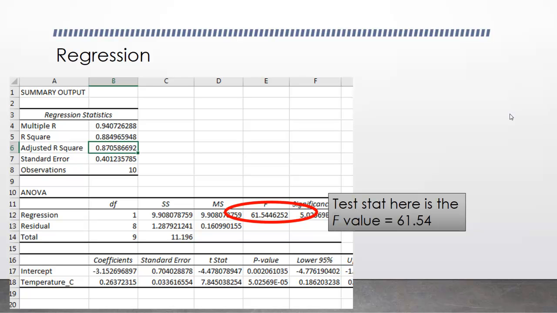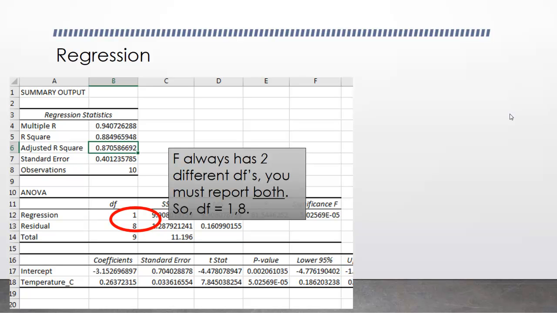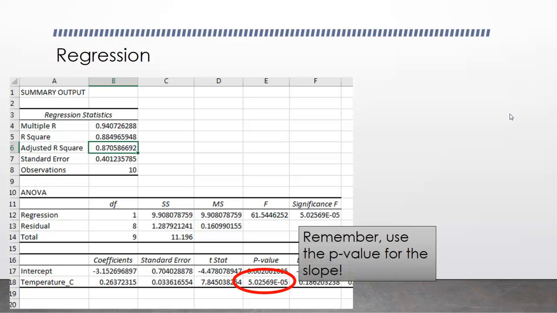The regression gives you an F value. That's the test stat for regression. It's called F. So F equals 61.54. F is unique in that it actually has two different degrees of freedom, one for the numerator, one for the denominator. You always must report both, and you've got to keep them separate, right? You don't want to say there's 9 degrees of freedom total. You want to keep them separate, numerator, then denominator. So 1, 8. And then there's the p-value. And remember, for the regression output, you just want the p-value associated with the slope.